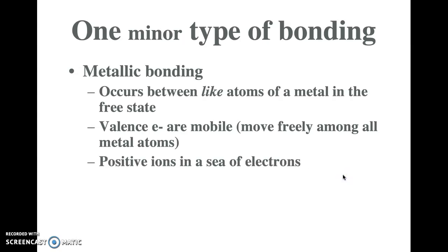We call this mobility that takes place a sea of electrons. And much like the sea, the water droplets roll over top of each other in water. It's the same way here. Those electrons are going to roll over top of each other in sort of a free state. This is much different than what you would see in an ionic compound.